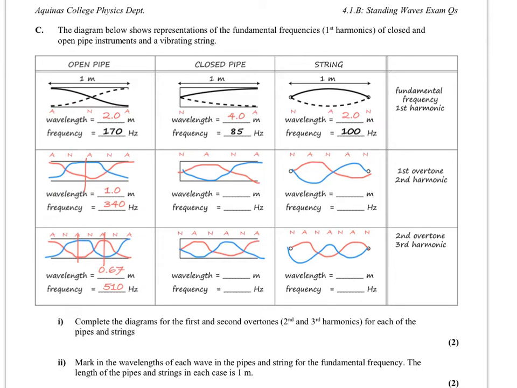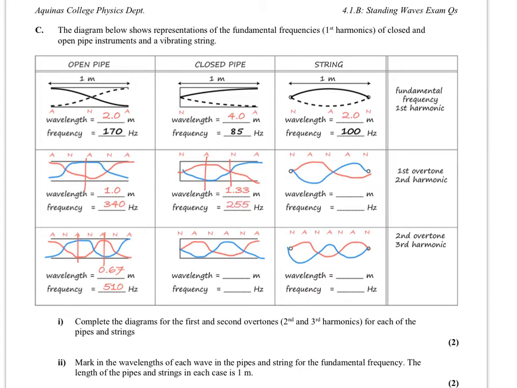Here I can do the same thing. I've got a quarter of a wavelength once, a quarter of a wavelength twice, a quarter of a wavelength 3 times. So that means my wavelength, because I'm fitting that in the same space, is 3 times less. So whereas it was 4 meters, it's now 4 meters divided by 3, so 1.33 meters. If my wavelength's got 3 times smaller, that means my frequency's got 3 times bigger, so 85 times 3 gives me 255 hertz.